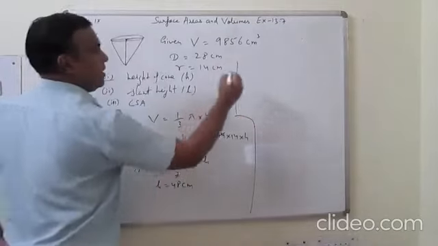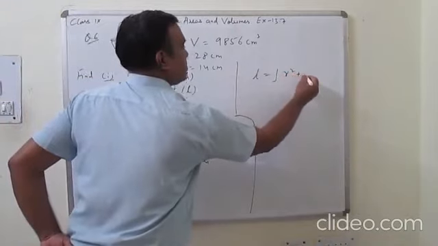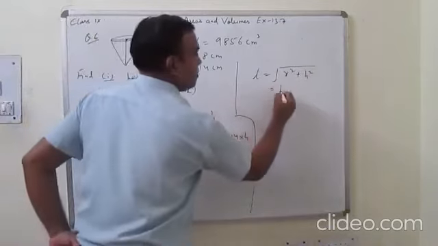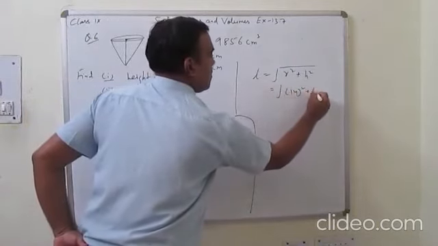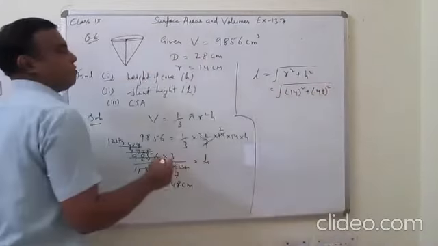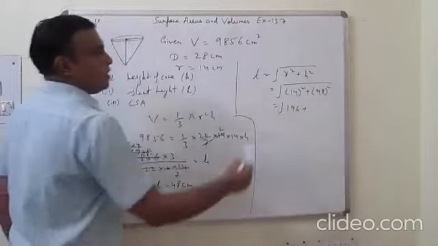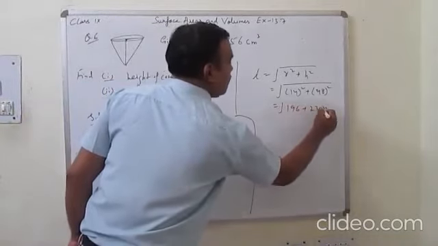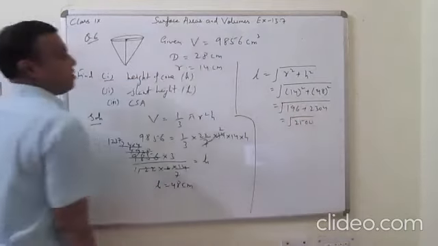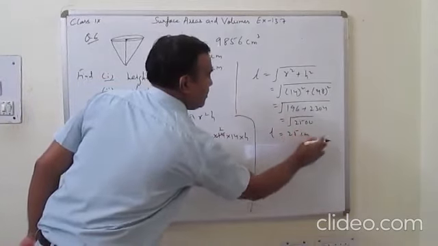Now slant height L, we know that it is under root R square plus H square. R is 14, so 14 square plus 48 square. Now 14 square is 196 and 48 square is 2304. If you add it you will get 2500. Now L comes to 25 centimeter.